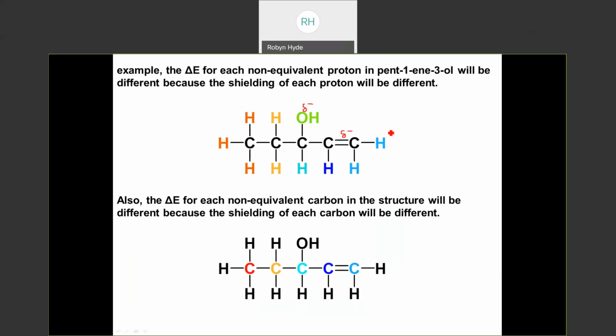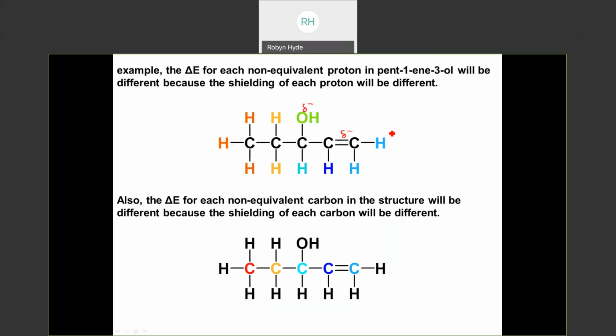Where do I have the most protected, the most shielded protons? Near the electron withdrawing groups or distant from the electron withdrawing groups? So the most shielded, the most protected with lots of electron density surrounding them. Near an electron withdrawing group or distant from an electron withdrawing? Distant, exactly. Because electron withdrawing groups are pulling electrons towards them and away from other things. And so I have the most electron density around a proton when I am distant from any electron withdrawing group.